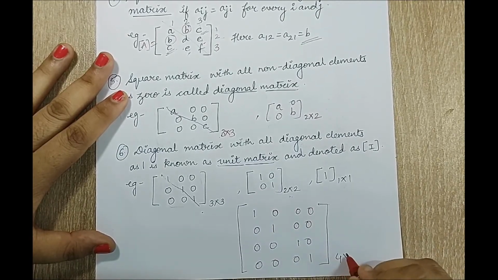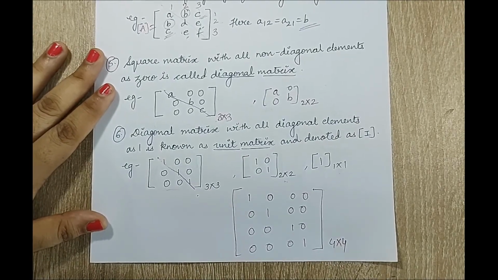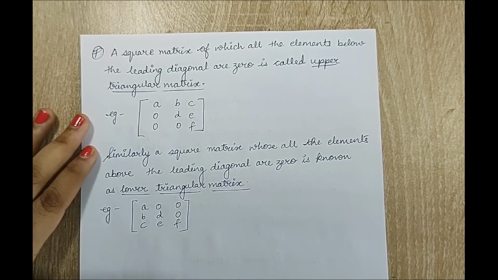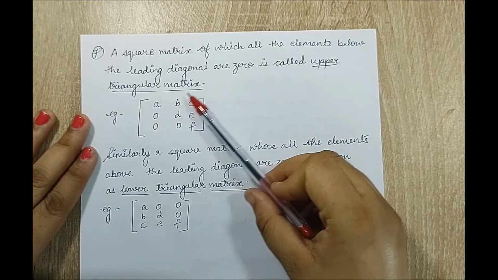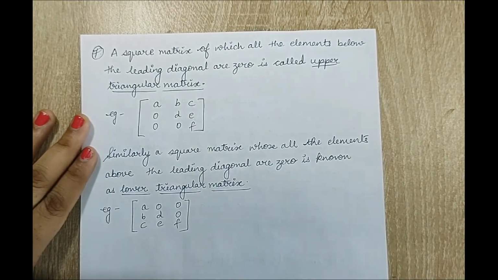So here is a 4 by 4 diagonal matrix, and likewise you can continue writing for n number of diagonal matrices. Next, let's talk about a square matrix in which all the elements below the leading diagonal are 0. It is called an upper triangular matrix.